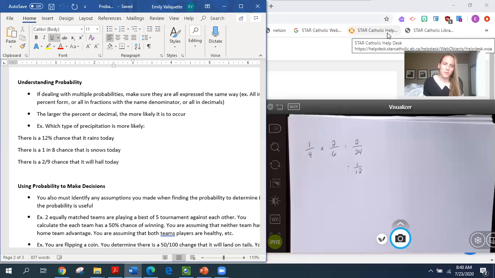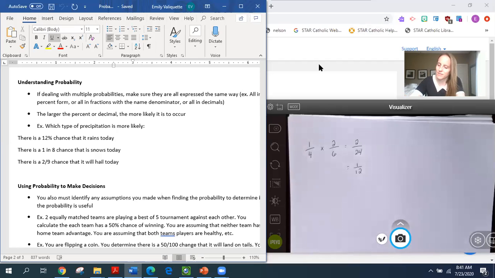So when it comes to comparing different probabilities, you do want to make sure that they're all being expressed in the same way. Usually a decimal is the easiest thing to compare things in, I find, or a percentage where you have whole numbers. So let's look at this example here. It says, which type of precipitation is more likely? A 12% chance of rain, a 1 in 8 chance of snow, or a 2 in 9 chance of hail?